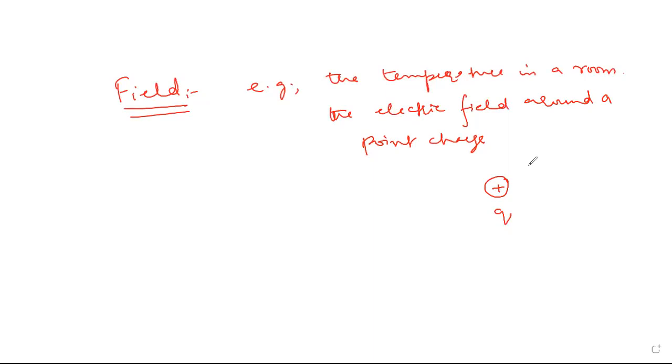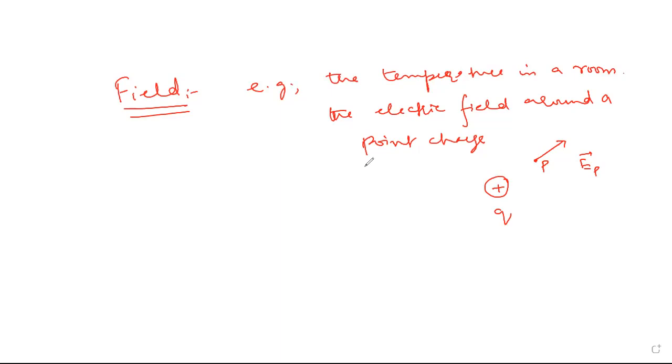At every point surrounding it, there is a field. For example, at point P, there exists an electric field that has certain magnitude and certain direction. Direction is radially outward. So there is a vector electric field at every point surrounding this charge. There can be other examples. Air pressure inside a room is also a field.